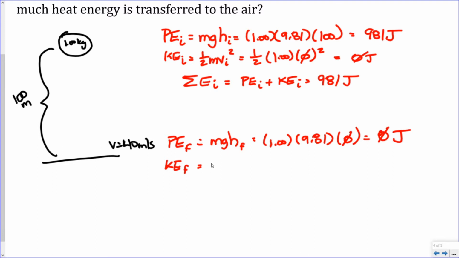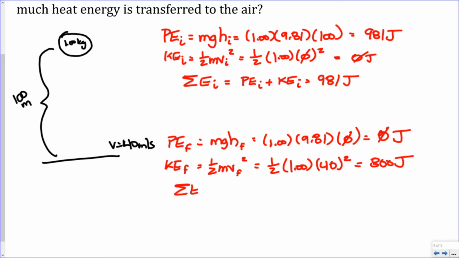Okay, what about our kinetic energy? We know it's 1/2 mv final squared. So we have 1/2 times 1.00 times 40 squared. When you do this, make sure you only square the 40, don't square the whole thing. You should get 800 joules. So what's my total energy here? My potential energy final plus my kinetic energy final equals 800 joules.